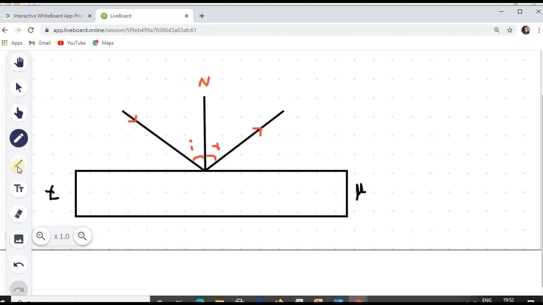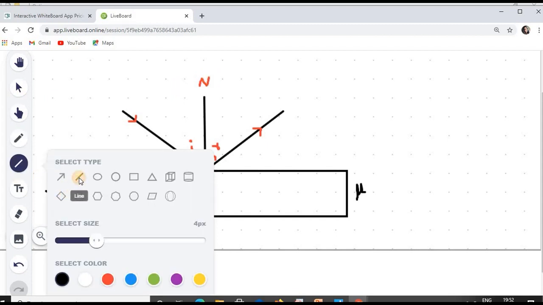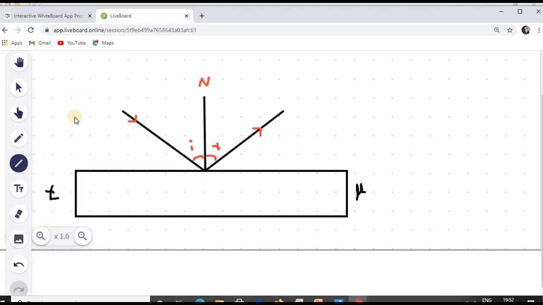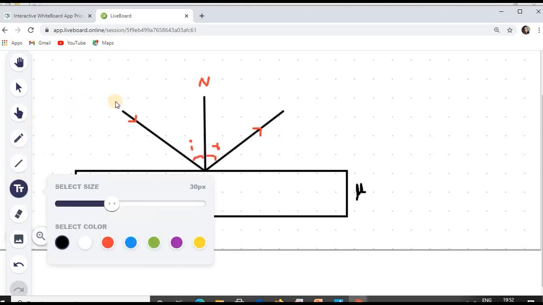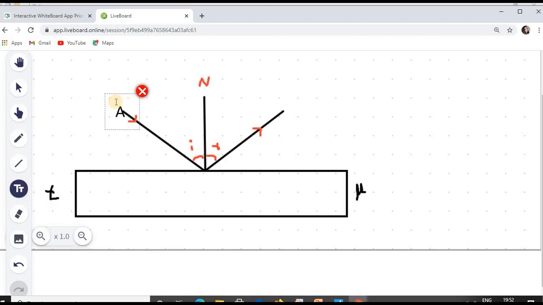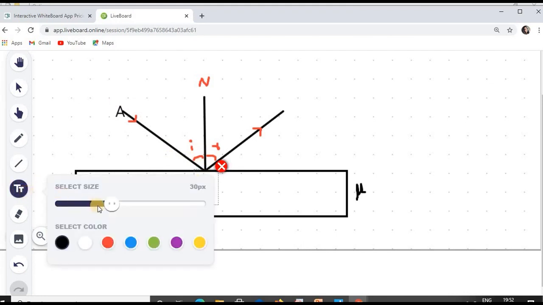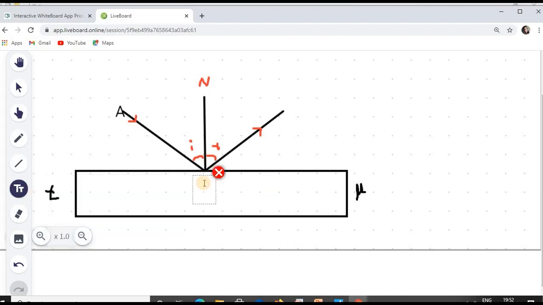And what happens next is, I'll have a part of the ray and I am going to name these rays. I am going to name this as A, and this as B, and this is named as C.